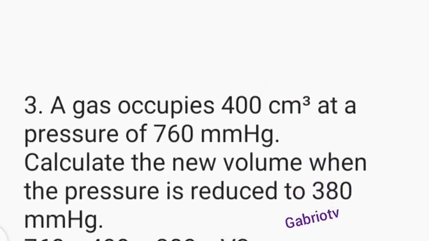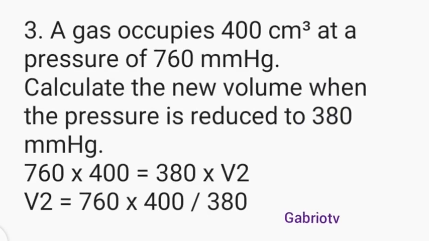Then look at the next question. This next question is something you can just solve yourself also. A gas occupies 400 cm cube at a pressure. 400 cm cube, that's the first volume, V1, with its P1. Calculate the new volume. That means we're going to calculate V2 when the P2 is 380. You can just finish up this one and let us know the answer in the comment box.